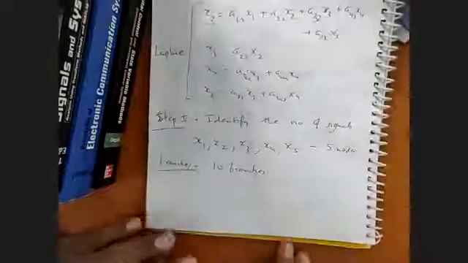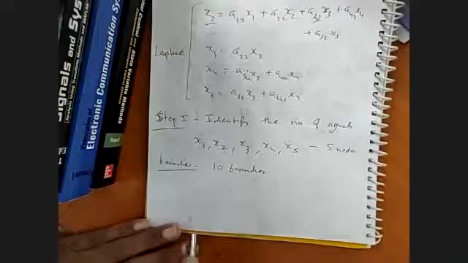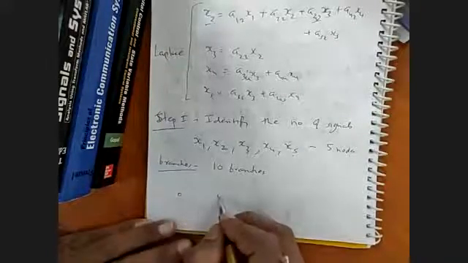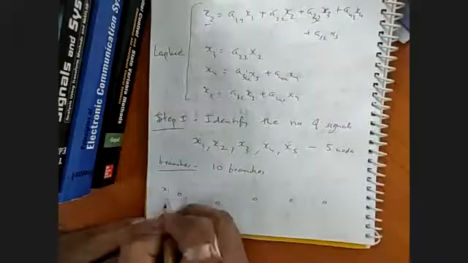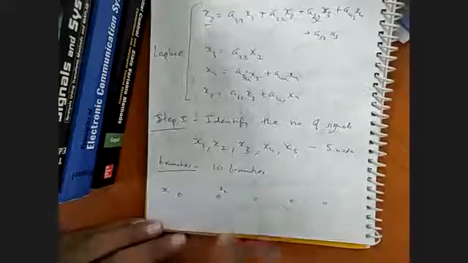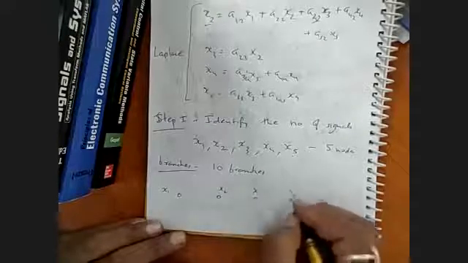Then first we will be drawing nodes 1, 2, 3, 4 and 5. This will be x1, x2, x3, x4.